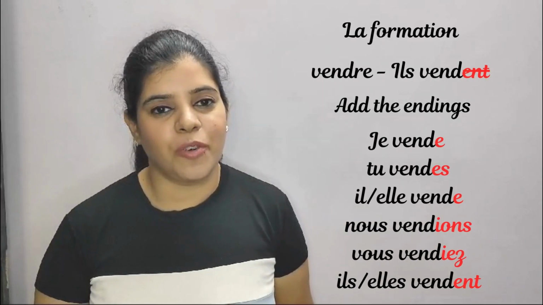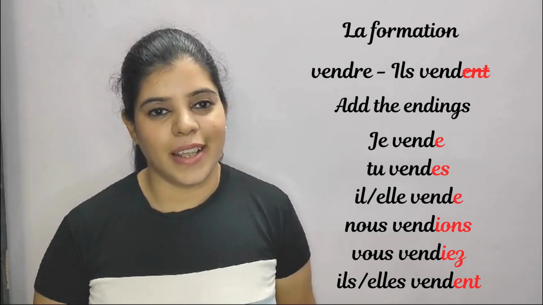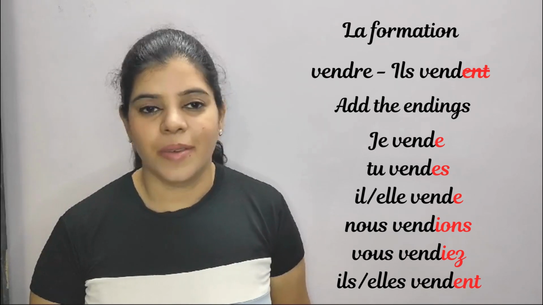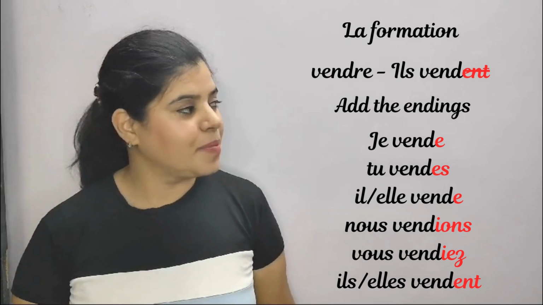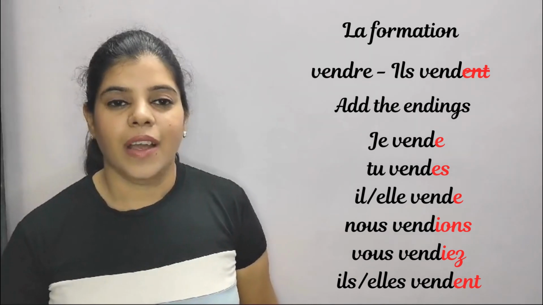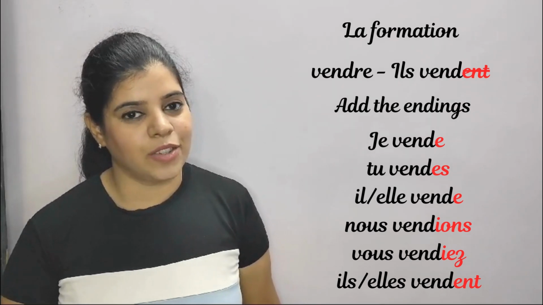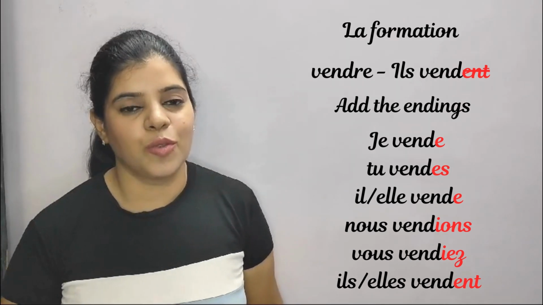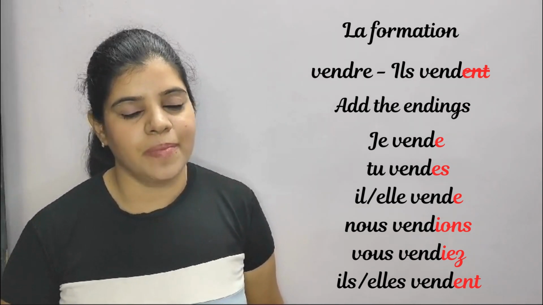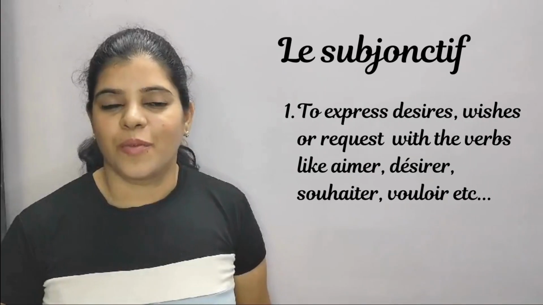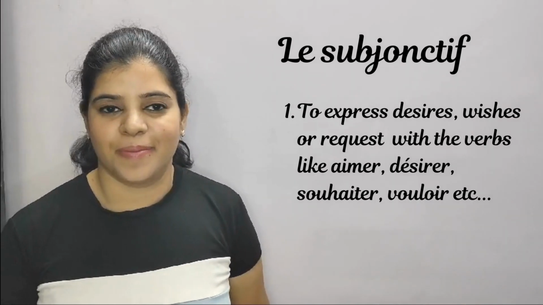Same way for third group verbs, suppose we take the verb vendre. The conjugation of vendre with ils, elles plural is ils vendent. We will remove ent and we'll add the endings e, es, e, ions, iez and ent. So we'll get the conjugation je vende, tu vendes, il, elle vende, nous vendions, vous vendiez, ils, elles vendent. We can conjugate any regular verb in subjunctive in the same manner.